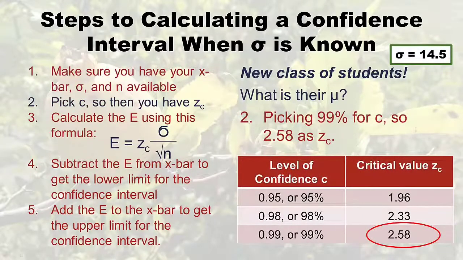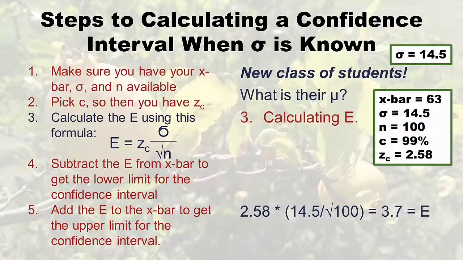Now let's do step two, where we have to pick C, which is the confidence level, and that forces you to use the Z sub C at that confidence level. So just as a demonstration, I'm going to pick 99% for C. So the Z sub C is 2.58. But I could have picked some other one. I just picked 99% because I felt like it.